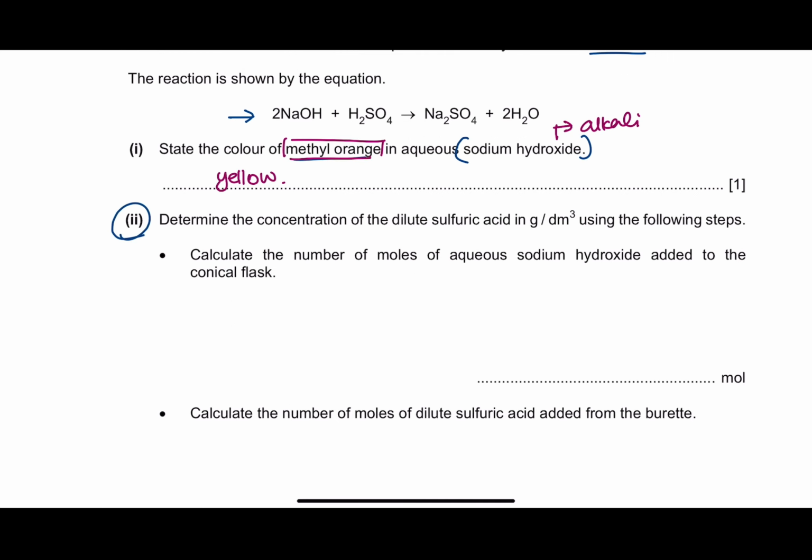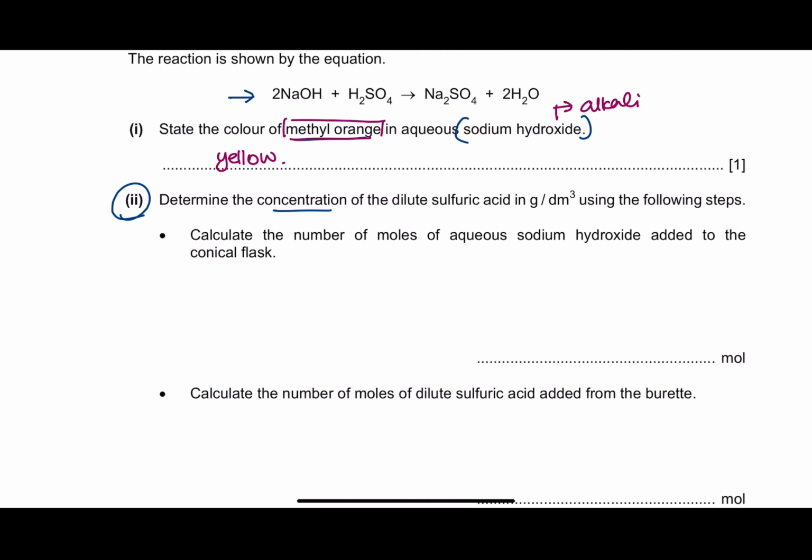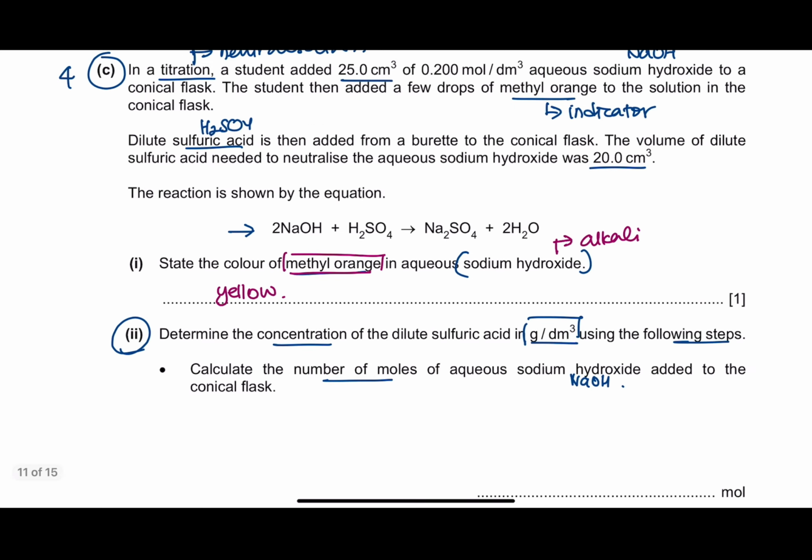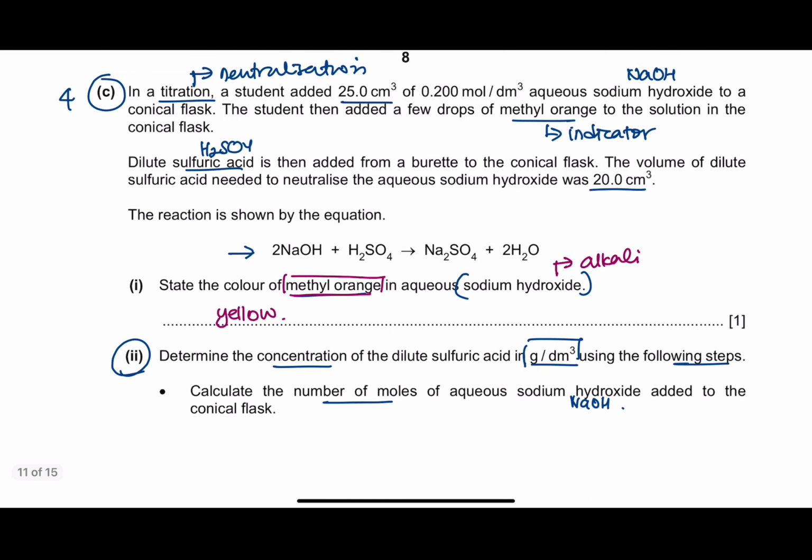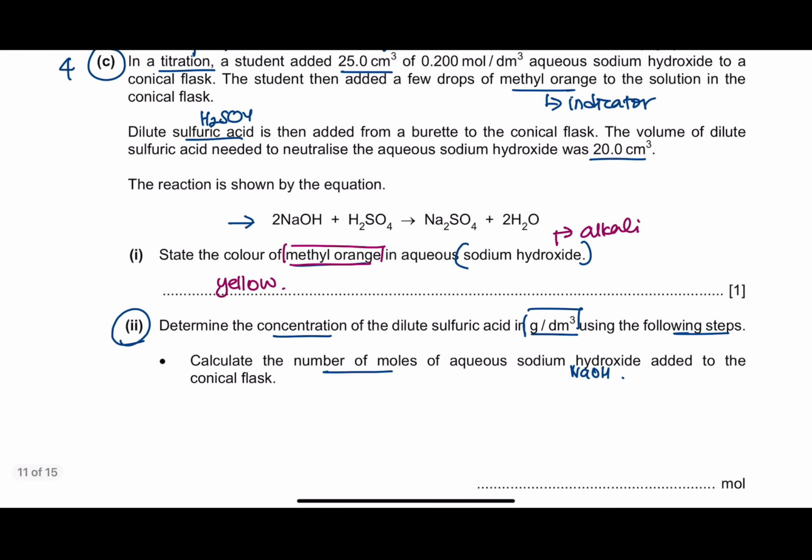Now question 2 is asking you to determine the concentration of the dilute sulfuric acid in gram dm³ using the following step. So the first step, we need to find out the number of mole for sodium hydroxide. Now let's look at the information that has been given for our sodium hydroxide. We have the volume and the concentration. So this one is easy.